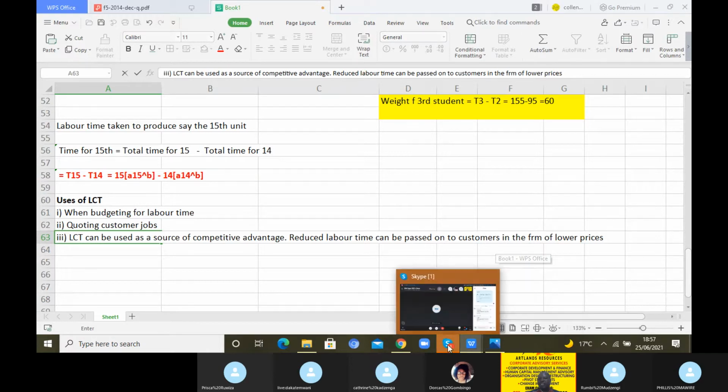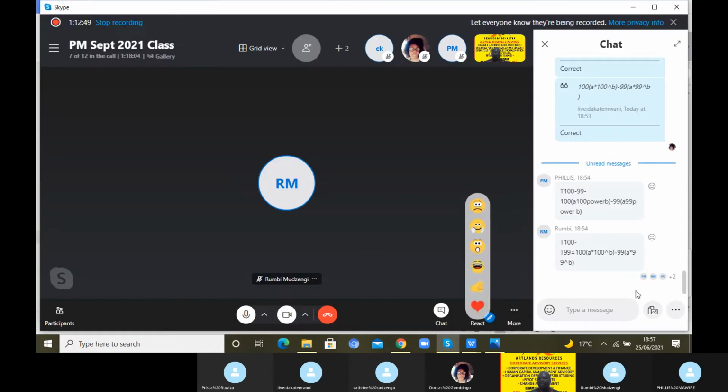Are you getting it? That's how you will use learning curve theory. If you know that you are going to save labor cost, you can pass on that cost advantage to your customers in the form of lower prices. So if you are experiencing learning, you can turn that into a source of competitive advantage. As long as learning experience is still there, there is more chance for you to reduce labor cost. So you can turn that to your advantage by charging customers lower prices, and win market share as a result.